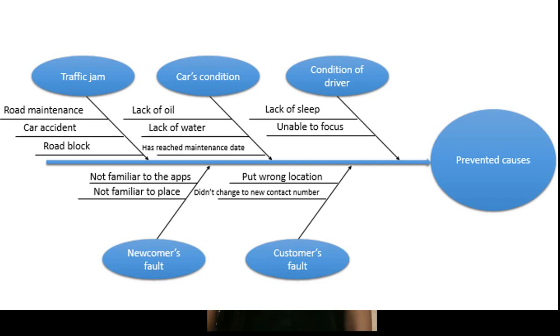From the control chart, we knew that there is an outlier on Saturday, so we are going to use the fishbone diagram to find the causes that can be prevented and cannot be prevented, and briefly tell you about the ways to avoid it so it can fulfill the satisfaction of the customer. Now I'm going to explain the causes that can be prevented and the ways to improve them.